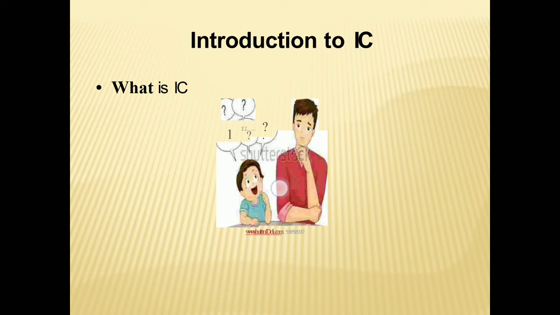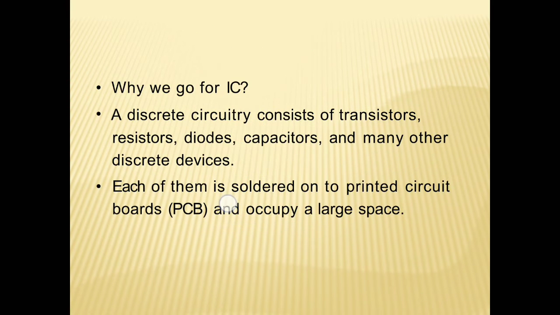So what is an IC? Why do we go for ICs? What are the parameters that led to the development of the IC? Next we are going to discuss this. Generally, an integrated circuit is a miniature and low cost electronic circuit consisting of active and passive components.